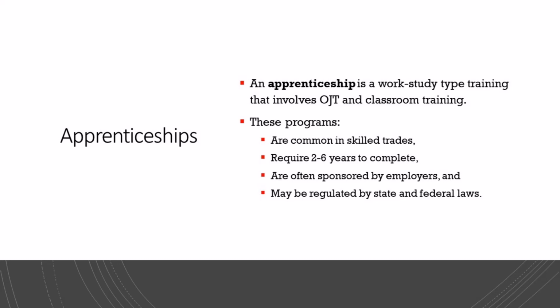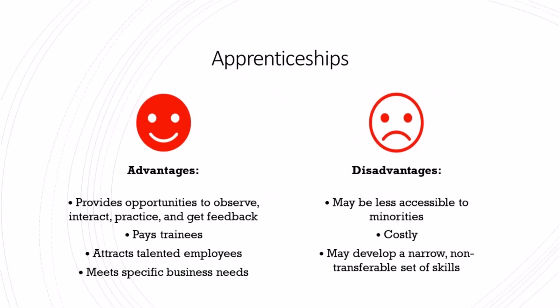Apprenticeships combine on-the-job training with traditional classroom learning. This method is popular in the skilled trades like plumbing, carpentry, and machinery. Programs typically last anywhere from 2 to 6 years. Employers and trade unions often sponsor and pay for these programs, and trainees make money while they learn. Some programs are regulated by both state and federal laws that mandate the number of required hours and other features of the apprenticeship.